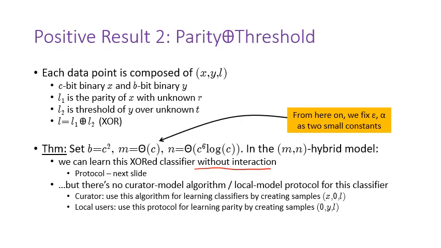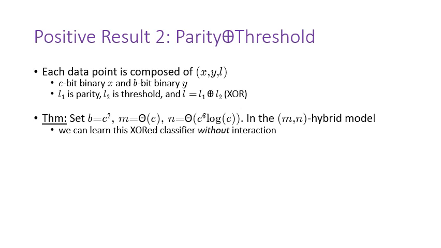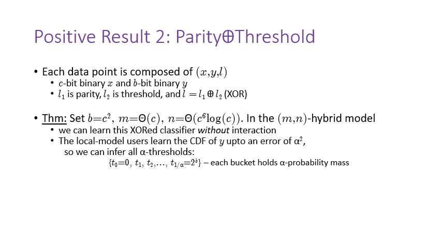Now, this algorithm is fairly interesting. How does it work? Again, the key point is this algorithm is not iterative. We don't ask the local model users first something and then the Curator model something. No, both of them learn in parallel. What do they learn? Well, the local model users actually learn the CDF of Y, or basically they learn what we call alpha thresholds. They learn where the thresholds T1, T2, T3, up to T1 over alpha lie, such that in each bucket between two consecutive thresholds, there exists alpha probability mass of the distribution over the Y's. They send this to the referee.